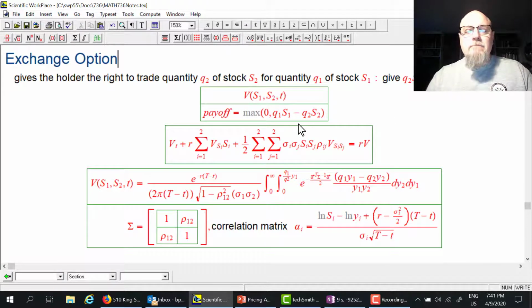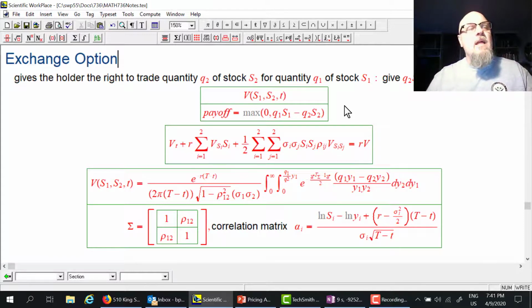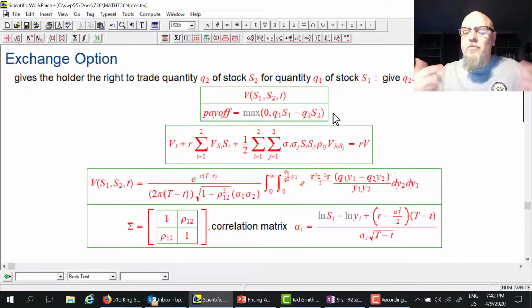If Q1 and Q2 are the ratio of the exchange of the stocks, I'm going to introduce another variable. What I mean by the ratio is, what if stock 1 was $40 and stock 2 was $20? There would be the same decision made as if stock 1 was $10 and stock 2 was $5, right? It's the ratio of those.